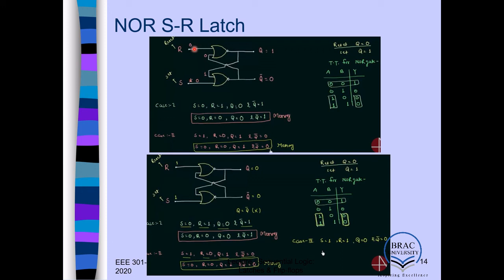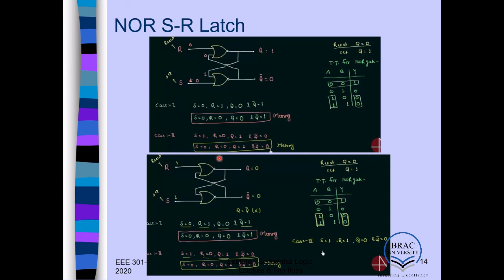If both are 0, then previously you had Q equals 1, Q prime 0. Just consider that this 1 comes here, so 1 0, the output is 0. So this output is 0. Then this 0 goes here. So 0 0, the output is 1. This output is 1. Then your Q becomes 1, Q prime becomes 0. So previously you had Q 1, Q prime 0. This is again called memory or no change, whenever S equals 0, R equals 0.